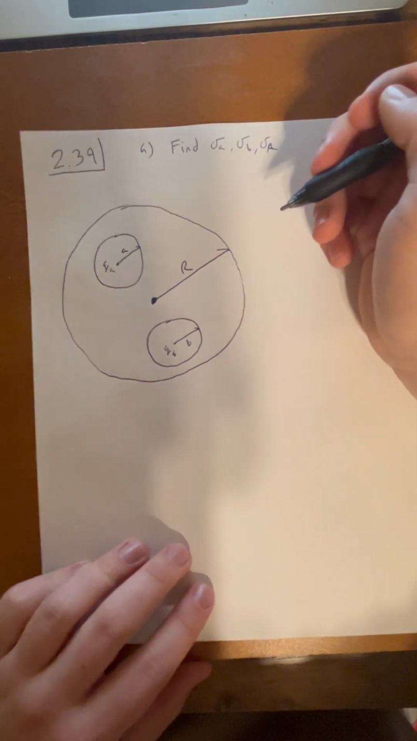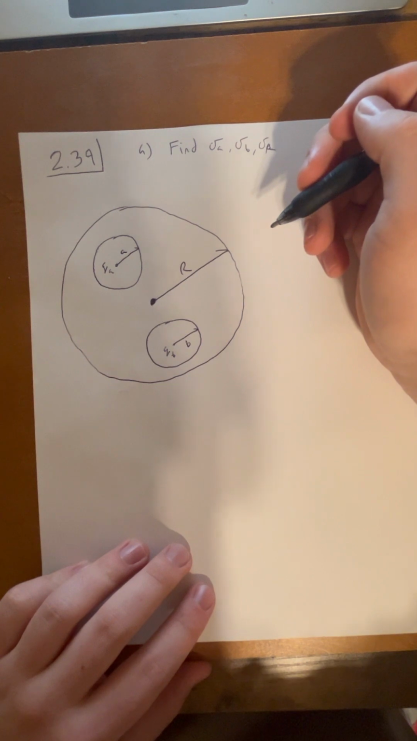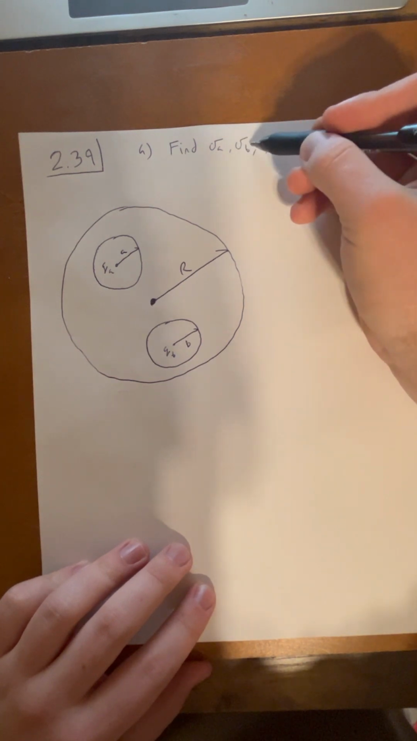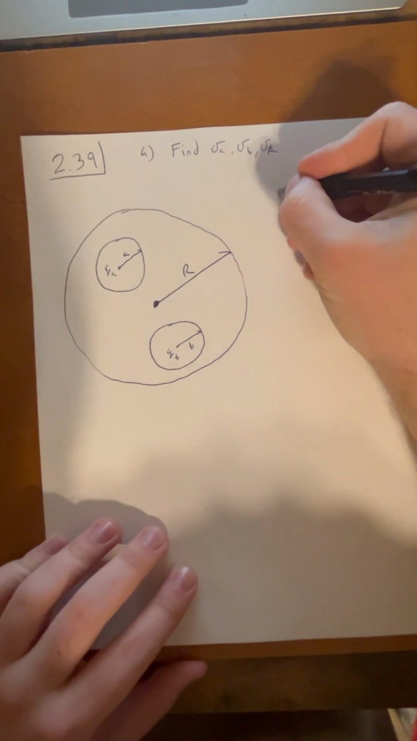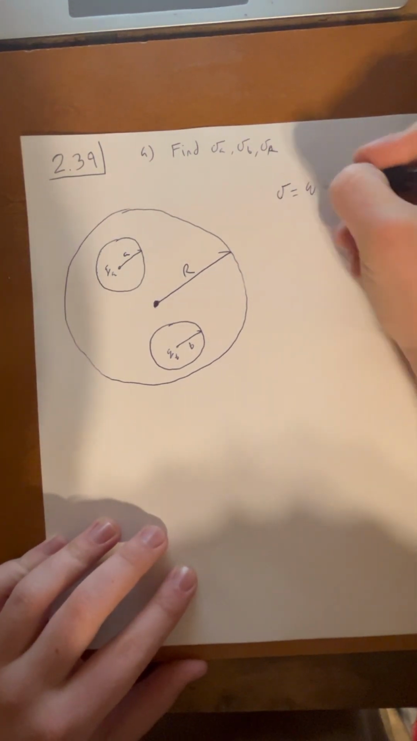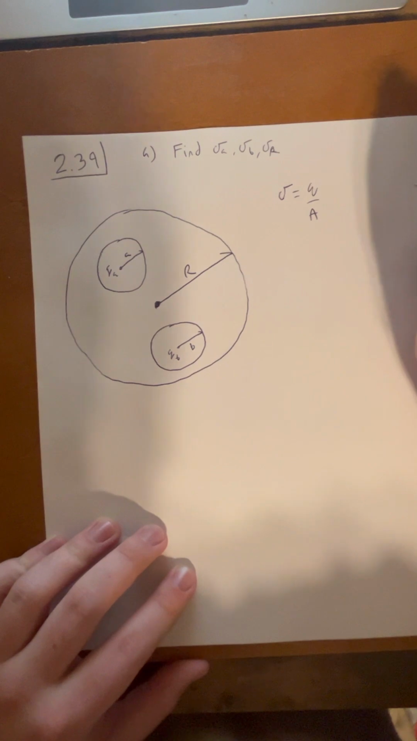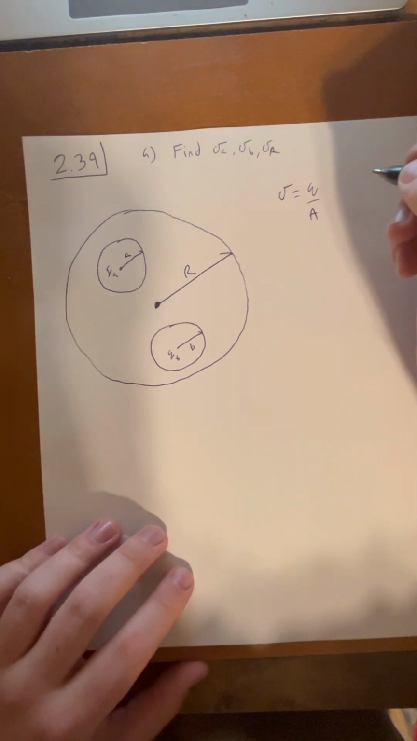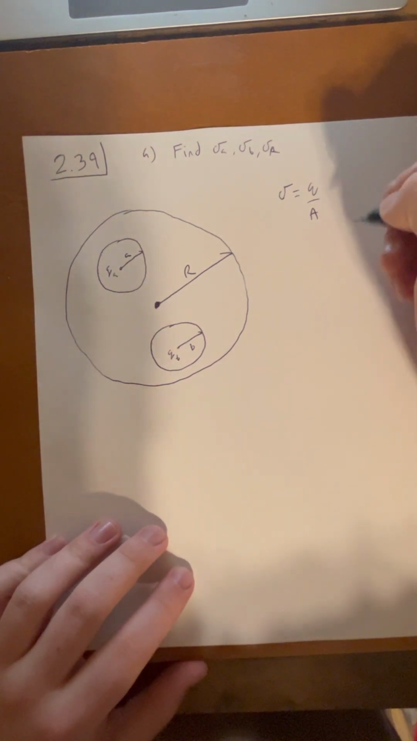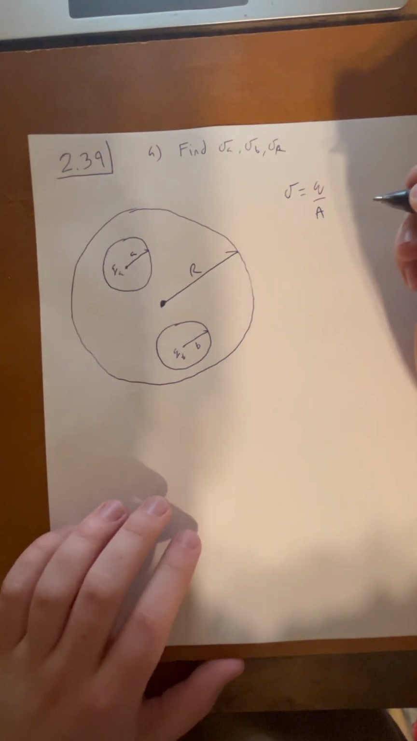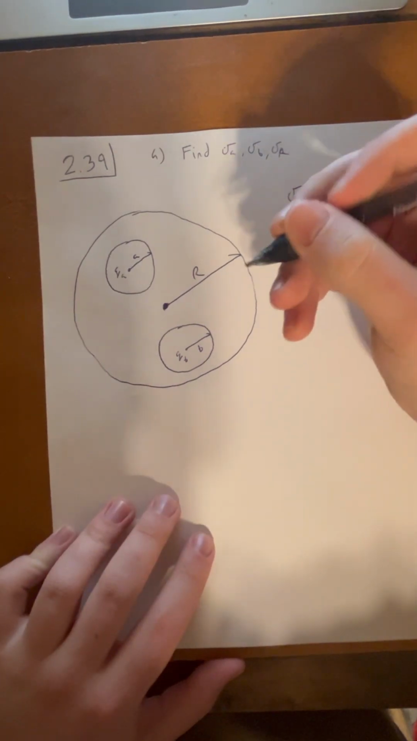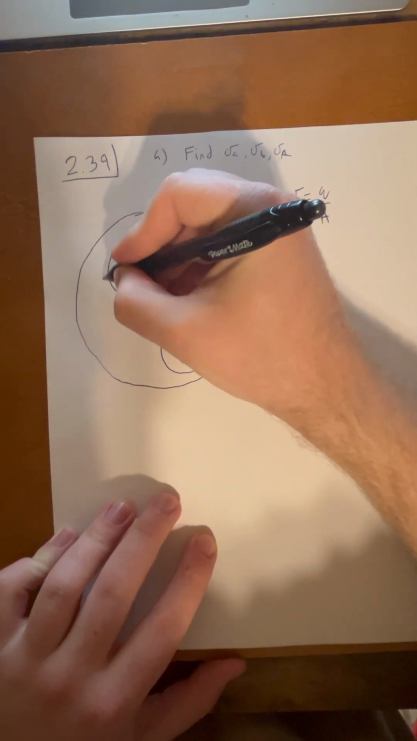And in part A of this question, we are asked to find the surface charge densities sigma A, sigma B, and sigma big R. In which sigma is the charge density, so we have charge over area, and of course the area of a sphere is equal to 4 pi times the radius squared. So to begin with, we'll start with sigma A. What is the charge density of this surface right here?